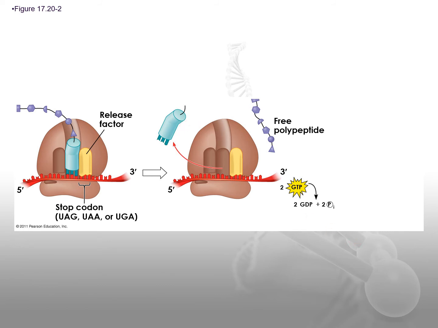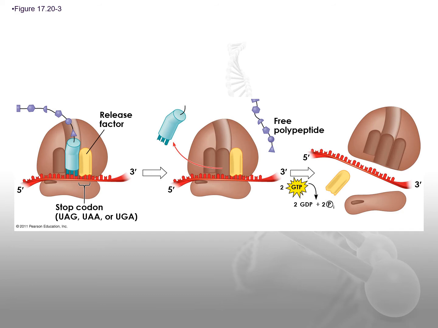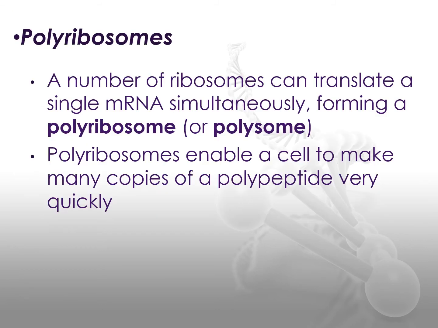Then energy is going to be required to basically remove the ribosome from the messenger RNA so that the ribosome can then attach to a new messenger RNA and produce another protein. Okay, so this is the whole process of the end of translation, the termination. So let's talk about what happens after and or during this process.